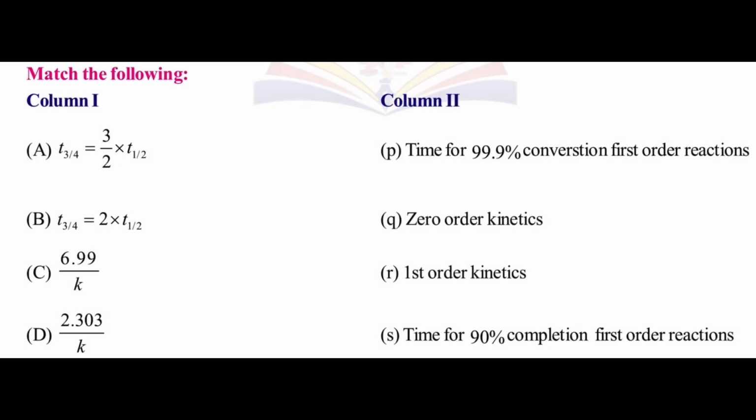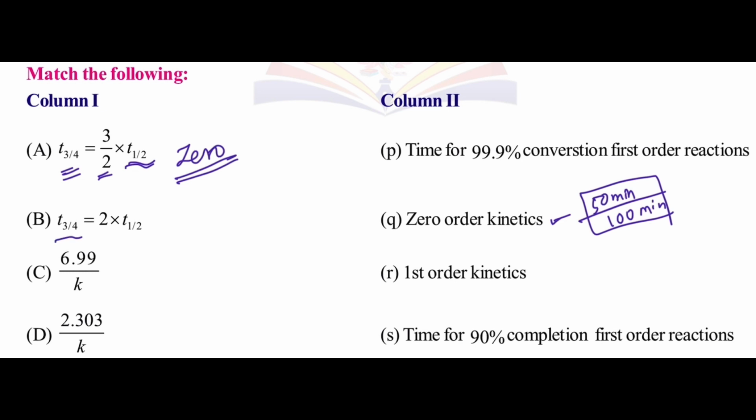Question number 2, match the following. See, T 3/4 is 3 by 2 of T half. Actually, this suits zero order kinetics. For example, in zero order kinetics, if T half is 50 minutes, in 100 minutes the reaction will be completed. So use this kind of simple calculation for cross checking purposes. It suits the zero order reaction.